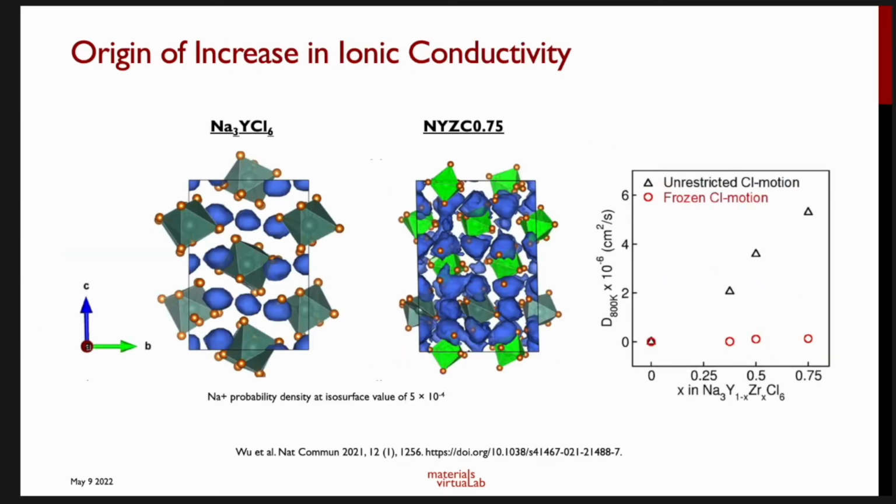If we compare the sodium trajectories in NYC and the NYZC material where we dope the zirconium, we can get some insights into what exactly is happening with the zirconium-doped material other than just sodium deficiency, right? We found that we have a much greater degree of polyhedral rotations, and we can artificially freeze the polyhedra. We found that if you freeze the octahedra, your conductivity is exactly the same as the NYC material, while if you allow it to move, there's a greater degree of octahedral rotations, and there's a corresponding increase in the ionic conductivity.